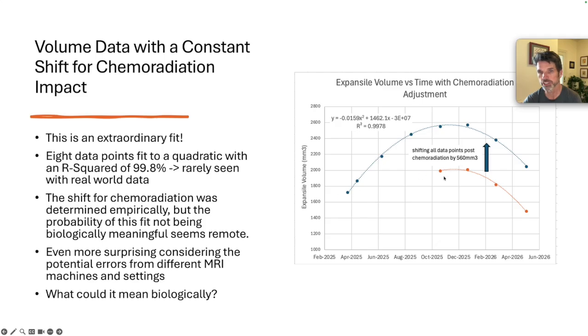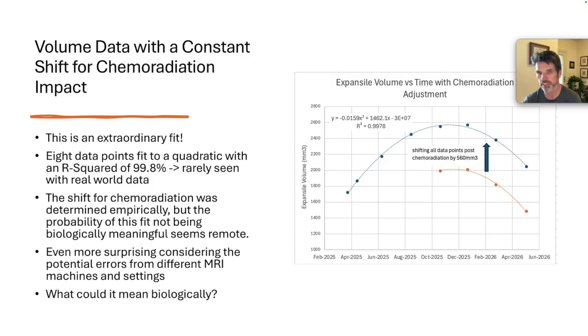Here are all the same data points, and the orange represents the same post-start of chemoradiation, just shifted up by 560 cubic millimeters. What was the reason for the shift? It just represents that there was a dramatic change once chemoradiation started. But once that constant shift is put in place, all 8 of these data points fall on one single quadratic fit with an R squared of greater than 99.7%.